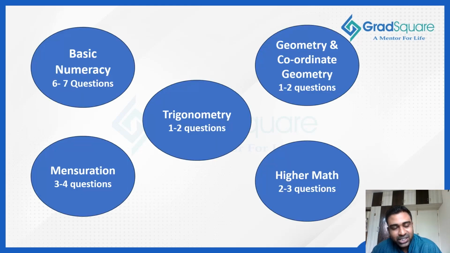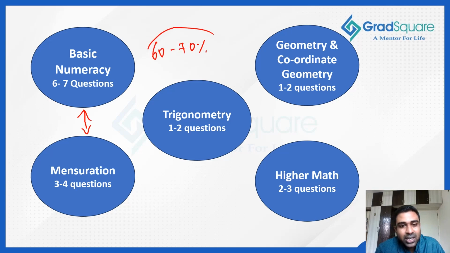Moving on to the sections covered, the quants module is divided into 5 sections, namely basic numeracy, mensuration, trigonometry, geometry, coordinate geometry, and higher math. From what is visible on the screen, it is clear that by covering these two sections alone, you will be able to score 60 to 70% in the quants module. So major weightage is given to basic numeracy and mensuration, and the remaining 30% can be expected from these topics.